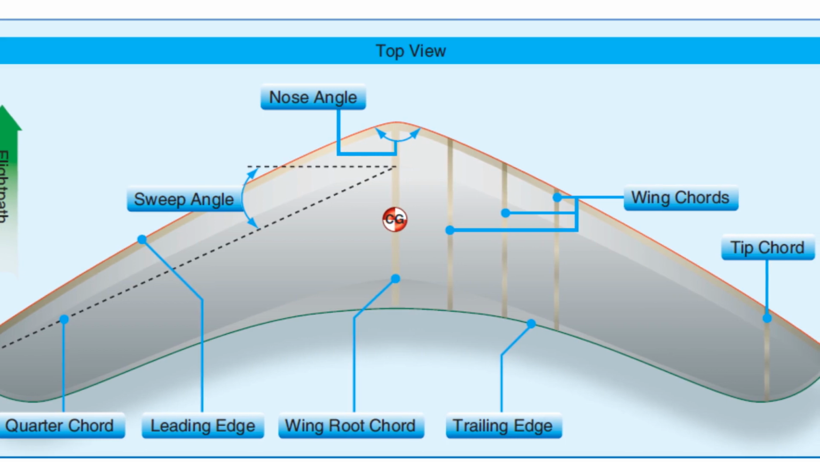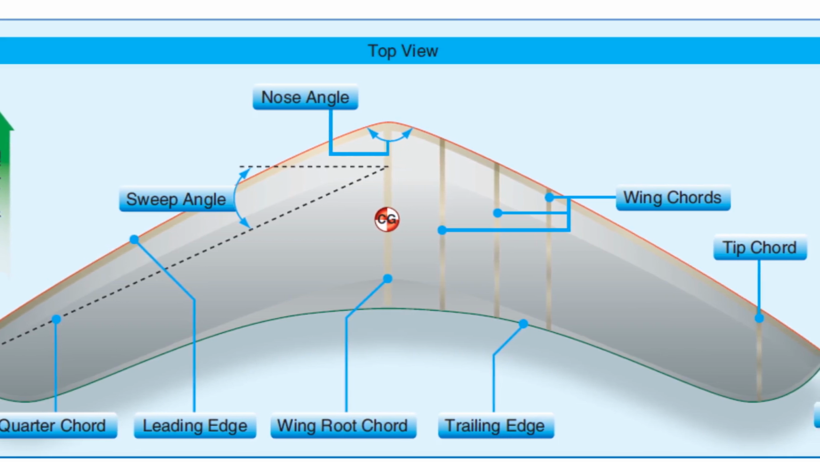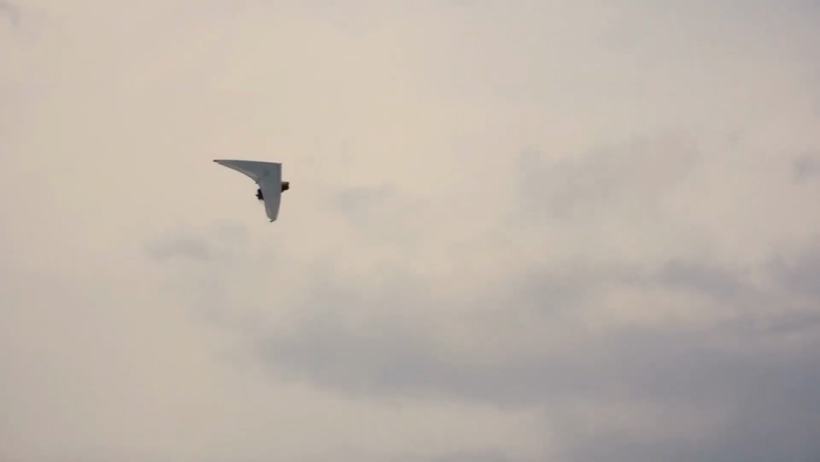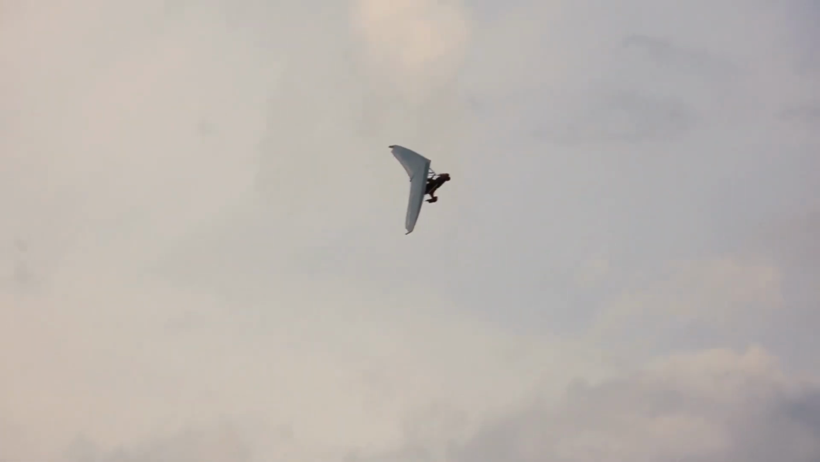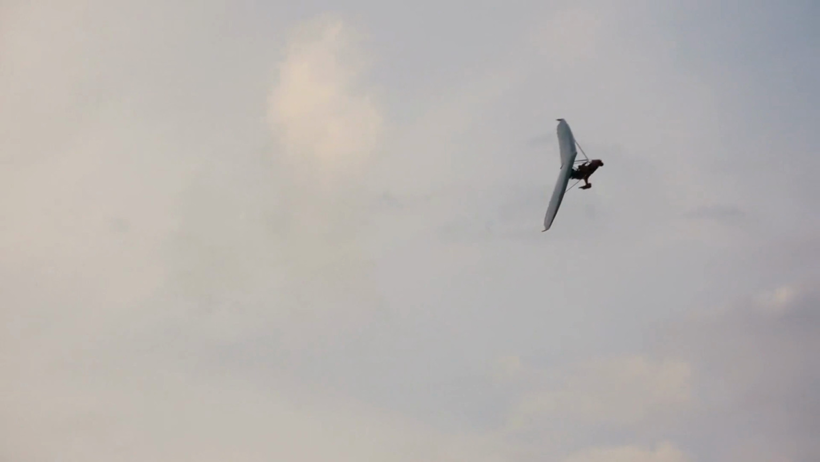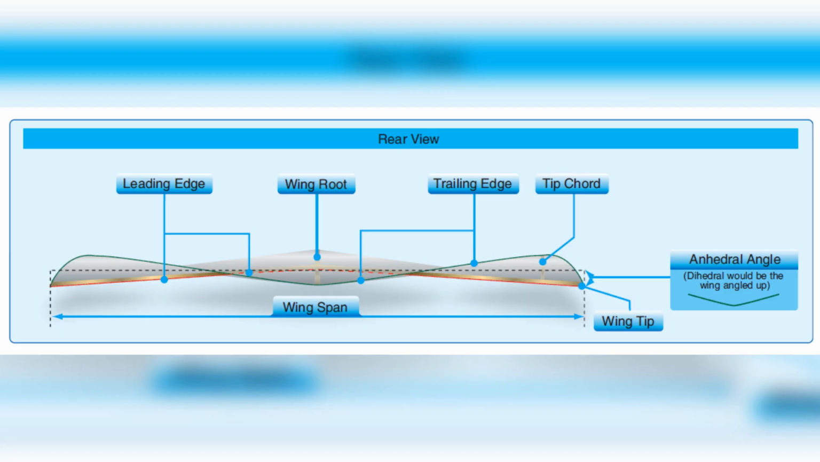Sweep is the angle measured between the quarter chord line and a line perpendicular to the root chord. When viewing the wing from the rear, anhedral is the angle with wings angling down, while dihedral angles them upward. Unlike airplanes with significant dihedral for roll stability, WSC wings typically exhibit a slight anhedral and effective dihedral, a characteristic of the swept wing design.